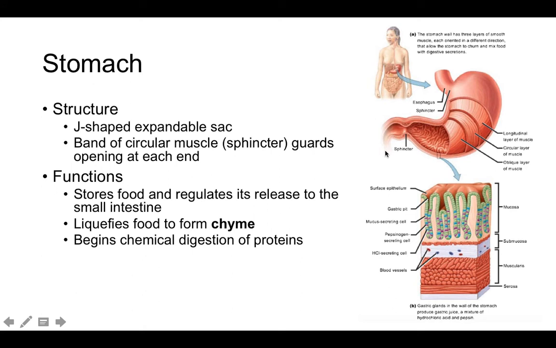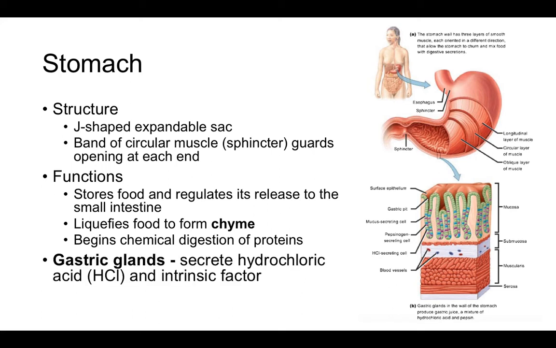chemical digestion of proteins and carbohydrates. Carbohydrate digestion continues in the stomach, whereas protein digestion initiates. And in order to do this, we have gastric glands. You can see them here.